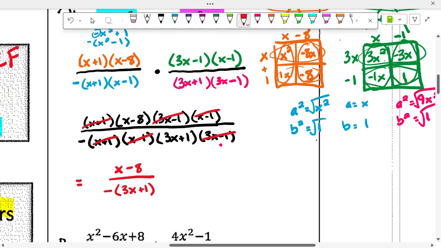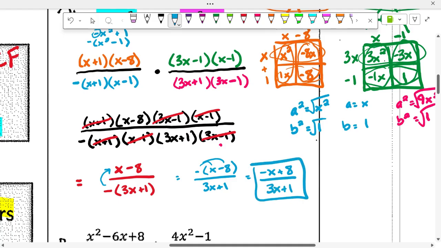Now, if you got to here, I'm happy. But you can also do a bit of simplification by moving that negative to the top. So if I do that, I have negative x minus 8 over 3x plus 1. Factor the negative, it would be negative x plus 8 over 3x plus 1. You could have kept the negative on the bottom and distributed it there. I don't really care. You could have just left it like this. I don't care, as long as you get to at least that red step.